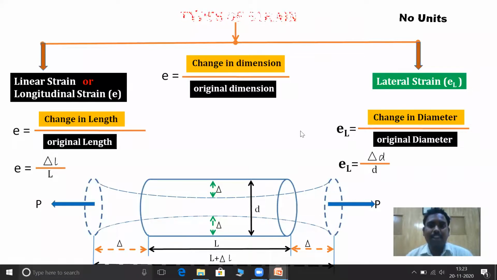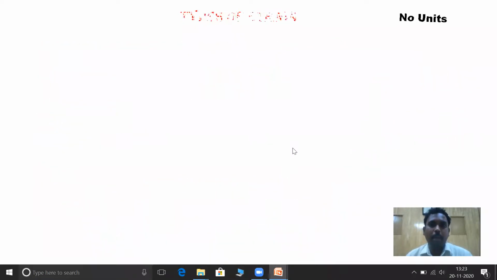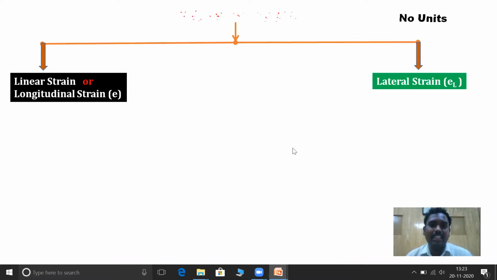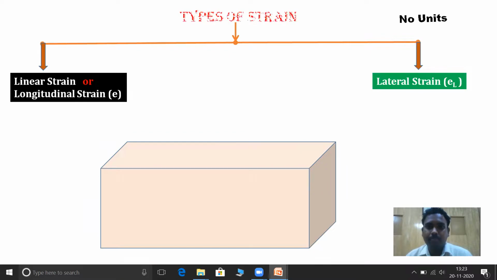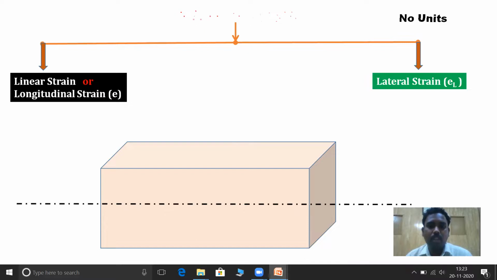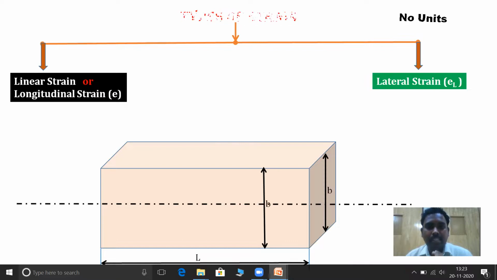Students, in this slide, we have learned by taking a cylindrical rod as an example. Now let us study the same concept by taking a rectangular bar as an example. Let us take a rectangular bar. Let's measure the dimensions, where L is the original length of the rectangular bar. B is the breadth, I will take this as the breadth. Then it has a thickness. This is the thickness of the rectangular bar.